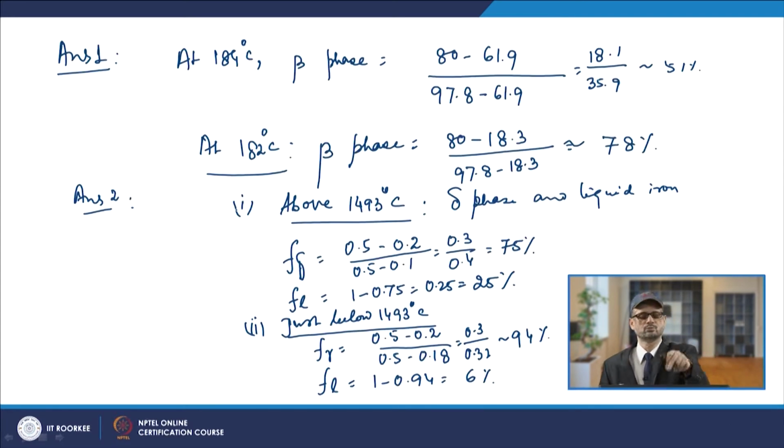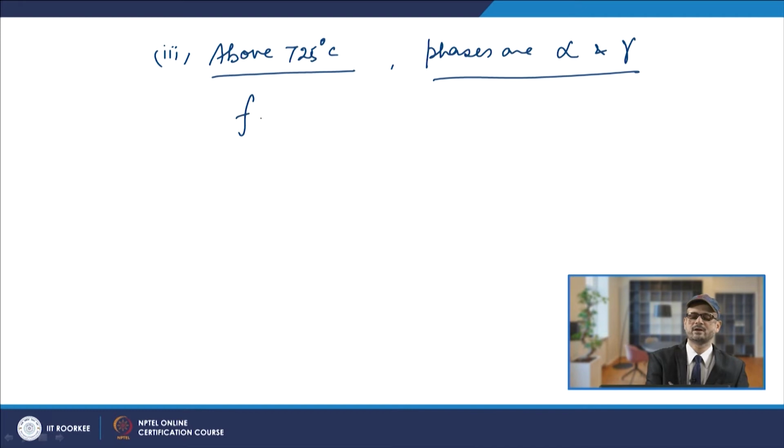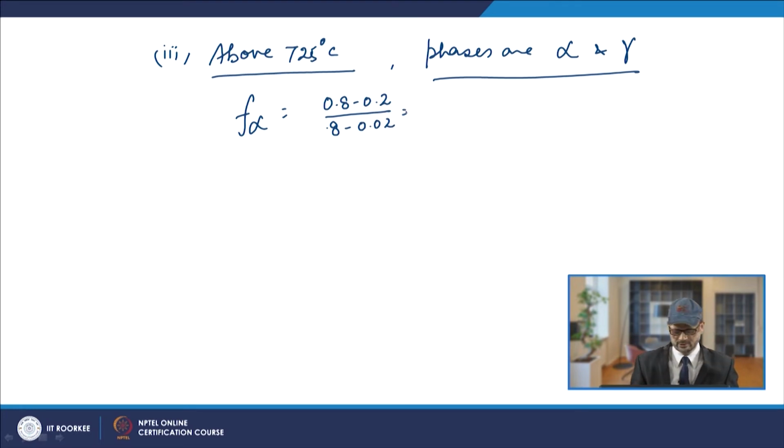So, for the third part, if you go above 725 degrees C, the phases are alpha and gamma. Now, the fraction of alpha, using the lever rule, will be the fraction of the right hand part. So it will be 0.8 minus 0.2, and then 0.8 minus 0.02. So it is coming close to 77%.